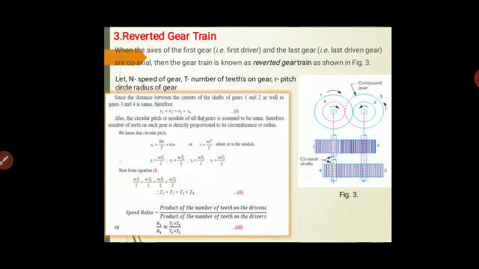So in a reverted gear train, if the axis of the first gear or driver and the last gear that is driven or follower gear are coaxial or coincident, then the type of gear train is called a reverted gear train. These types of gear trains are used in automotive transmissions, lathe back gears, and watches, where the minute and hour hands are attached to gears on the same axis.